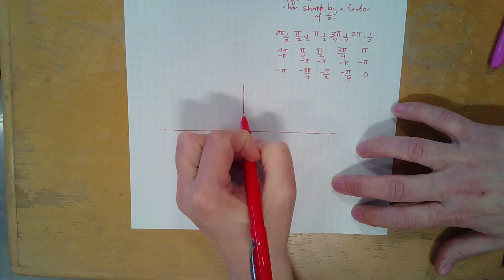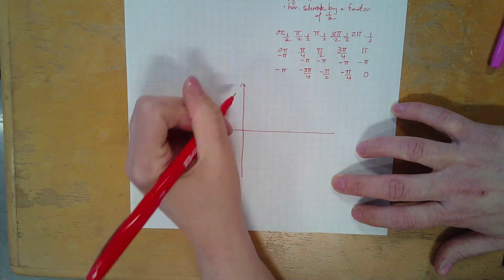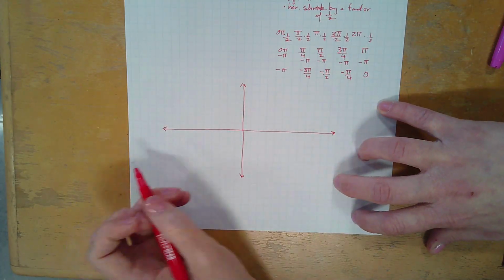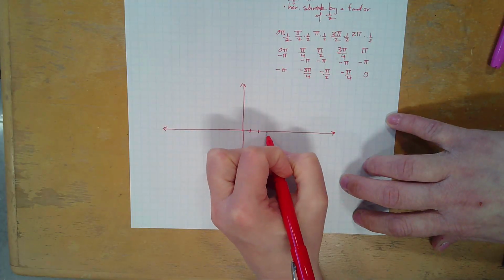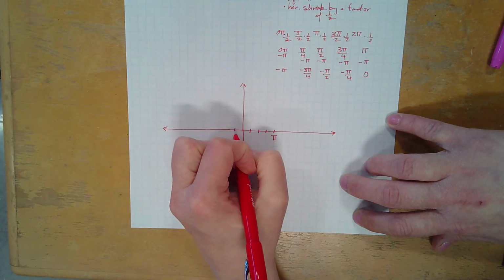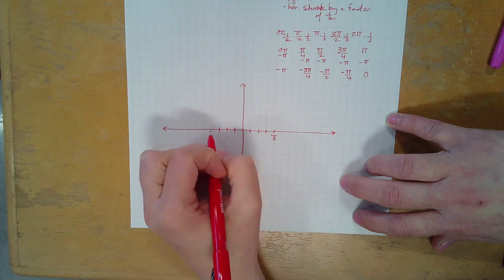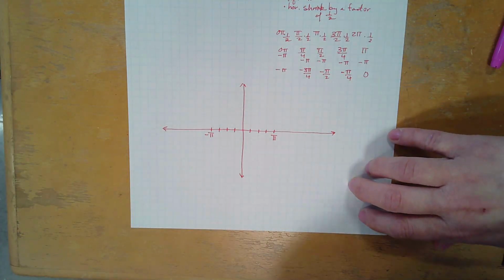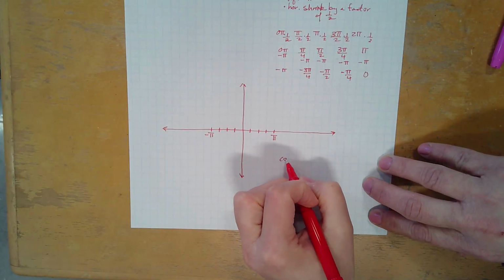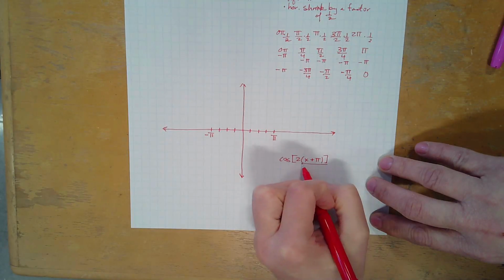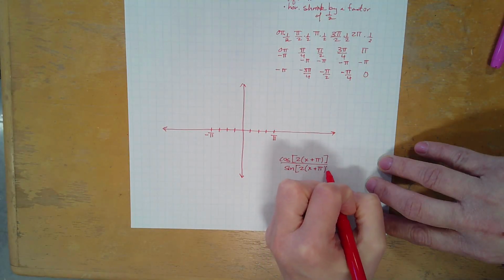So let's set up our scale here. I'm going to count by pi over 4s. So I'm going to have pi over 4, 2 pi over 4, 3 pi over 4, 4 pi over 4. That'll be pi. Negative pi over 4, negative 2 pi over 4, negative 3 pi over 4, negative pi. Okay, so again, we're talking cosine of 2x plus pi over the sine of 2x plus pi.